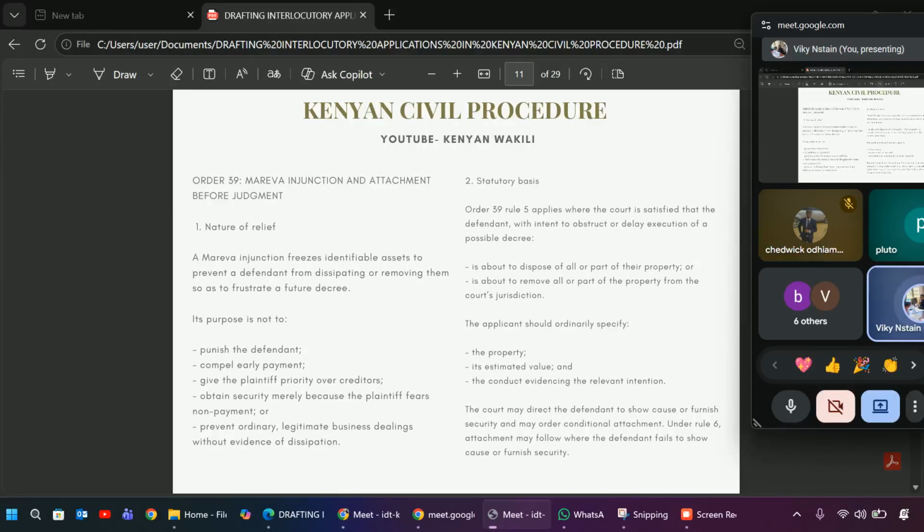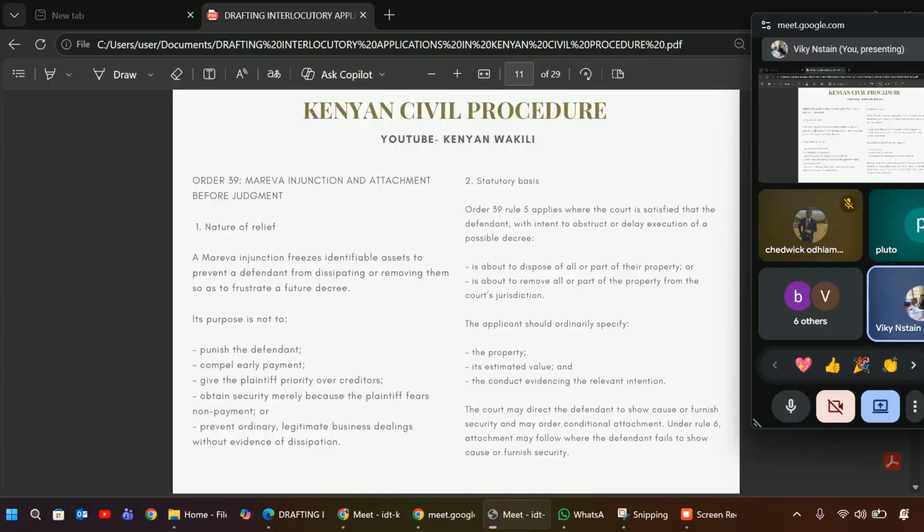So the purpose of a Mareva injunction is not to punish the defendant. It is not to compel early payment, nor give the plaintiff priority over creditors, nor even obtain security merely because the plaintiff fears non-payment, okay? Nor prevent ordinary legitimate business dealings without evidence of dissipation.